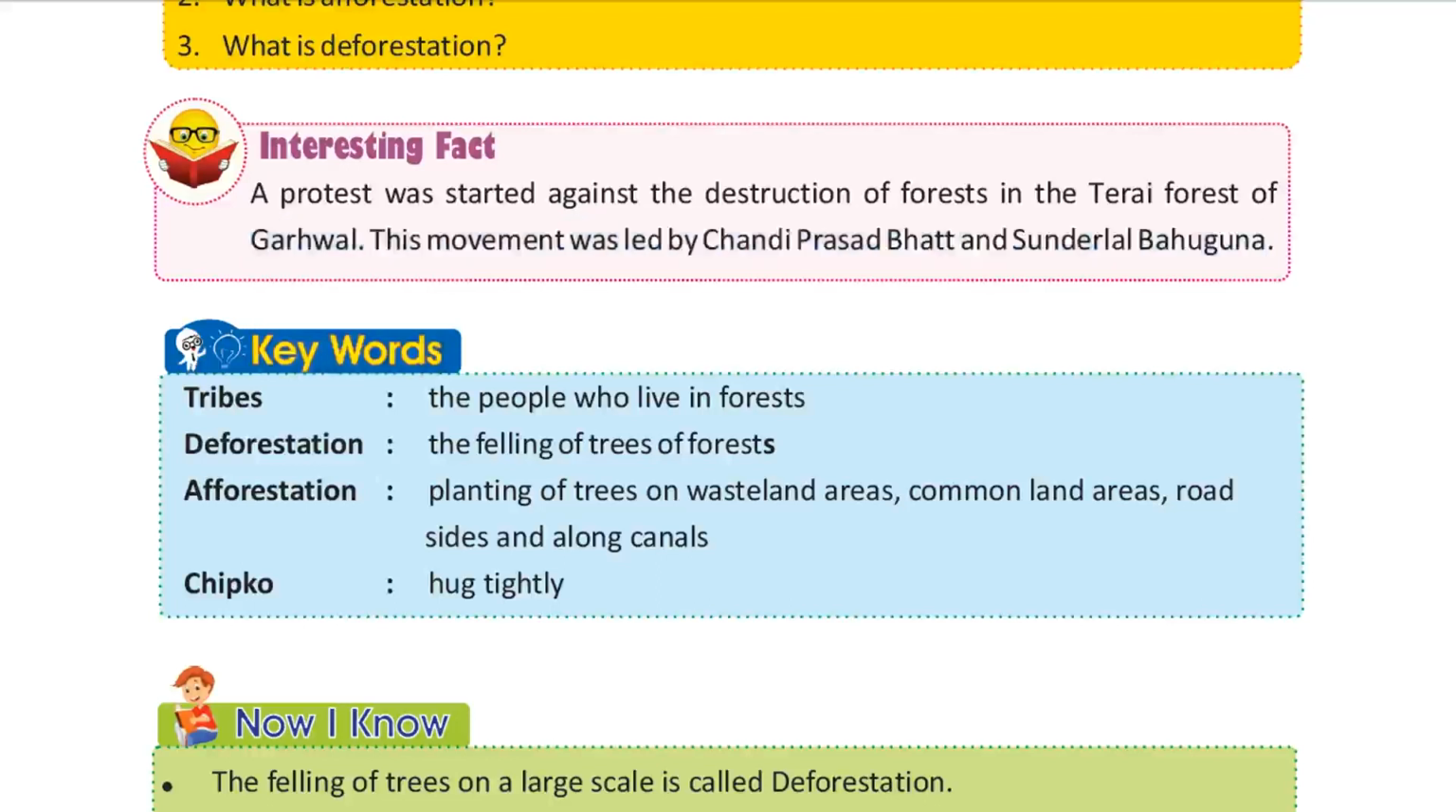Keywords: Tribes, the people who live in forest. Deforestation, the felling of trees of forest. Afforestation, planting of trees on wasteland areas, common land areas, road sides and along canals. Chipko, hug tightly.